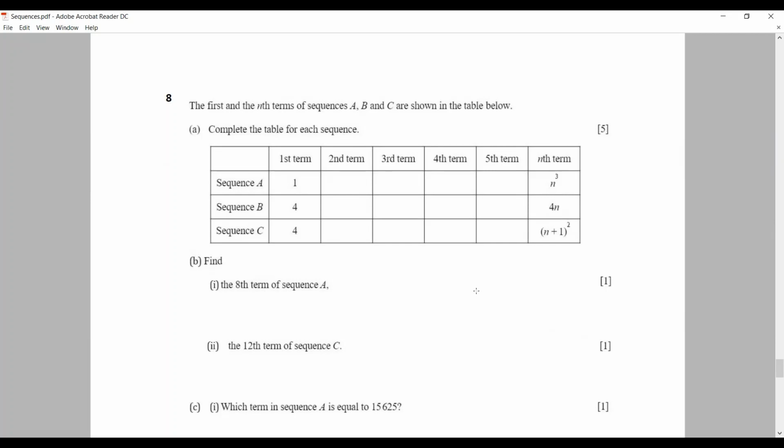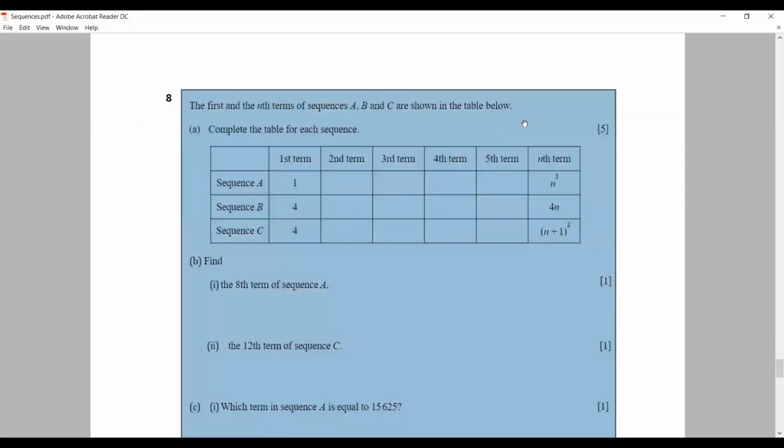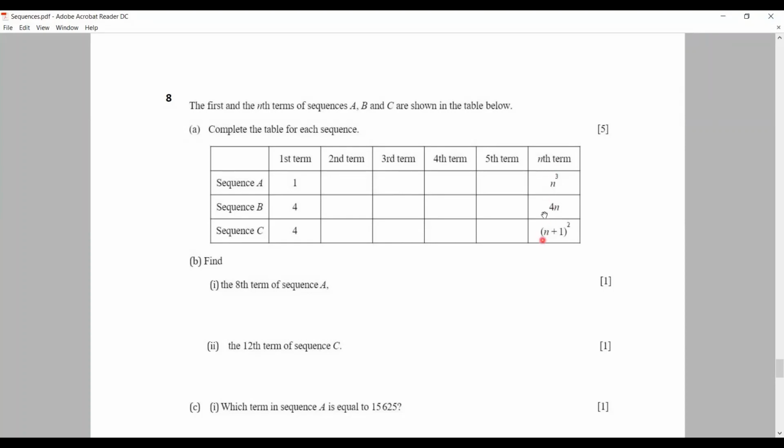So you shouldn't always be expecting to be given the terms and then find the nth term or the formula for that sequence. As you can see, they gave us here the formula. So the rest is easy because each time you just have to change the value of n, substitute it, and you find the answers. So you shouldn't be expecting it to carry a lot of marks, like the previous question, which carried 12 marks, for this, completing the table.